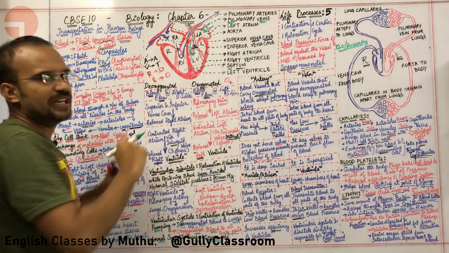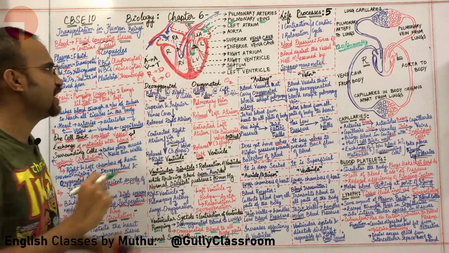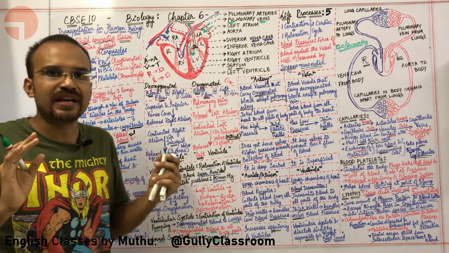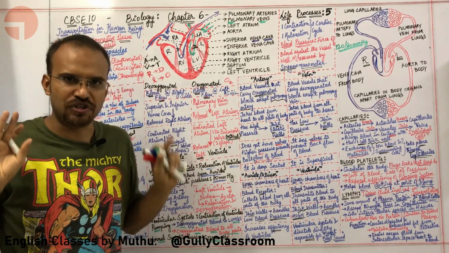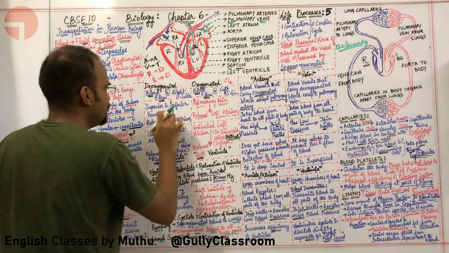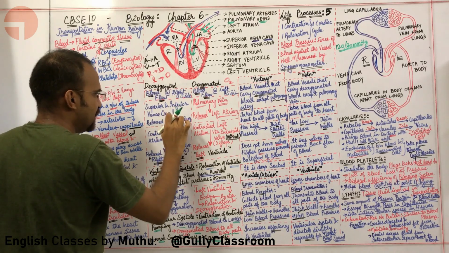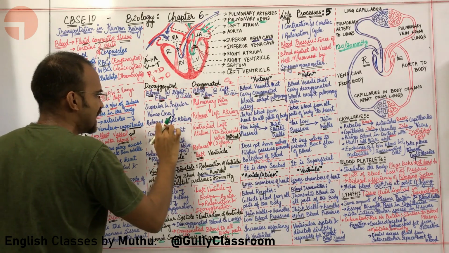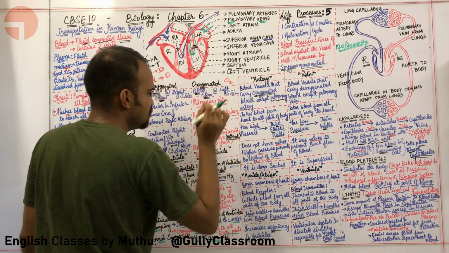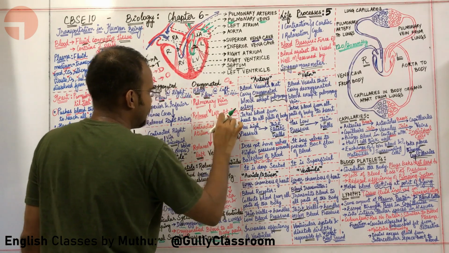So the right auricle is filling with deoxygenated blood. The left auricle is filling with oxygenated blood. Both auricles are in a relaxed position. Are you able to understand until here? So the superior and inferior vena cava are bringing deoxygenated blood to relax the right atrium. The pulmonary vein is bringing oxygenated blood to relax the left atrium.